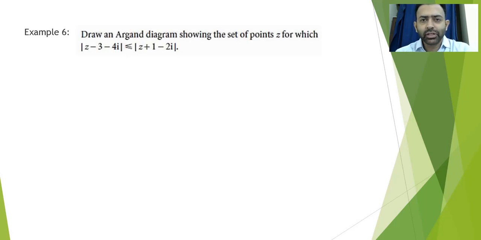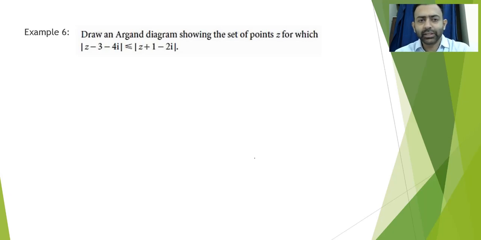In the last video, we discussed the set of points in an Argand plane, and we discussed the equation of a circle in complex form, which was of the type mod of z minus a is equal to some constant, let us say r, where r is the radius and the point a is the center of the circle. Let us discuss some more examples on the set of points in a complex plane.